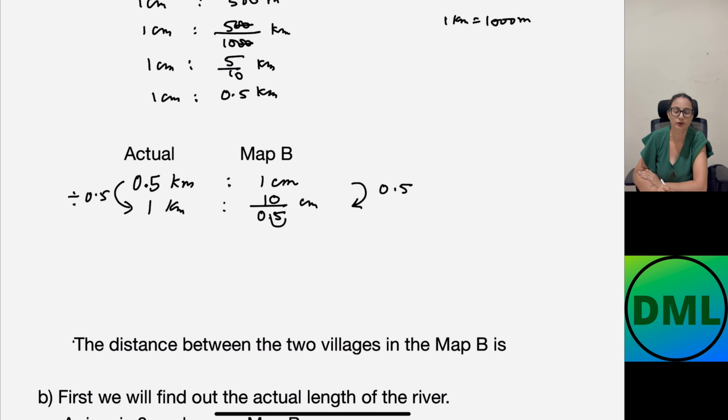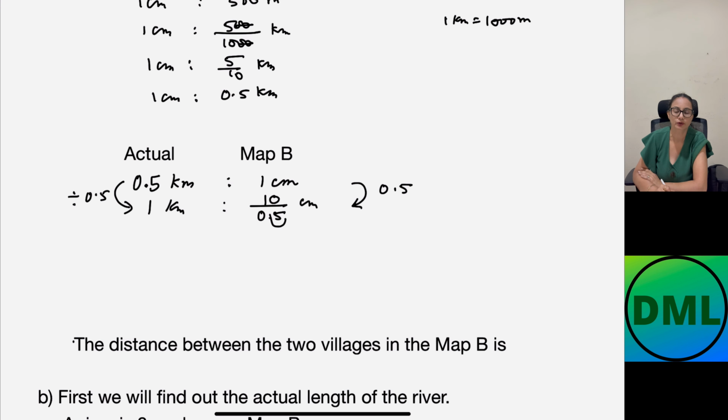I need to convert 2.5 kilometers. How are you going to reach from 1 to 2.5? Which operation are you going to do? Multiplied by 2.5. The same operation I have to do here on the right hand side, multiplied by 2.5. 2 multiplied by 2.5. Move this decimal one to the right, that means you are writing 10 in the denominator. It will be 25 into 2. 25 into 2 is 50 over 10. 0 will get cancelled from here and your answer is 5 centimeter. The distance between the two villages on the map B is 5 centimeter. That is your answer. Let's see the next part here.